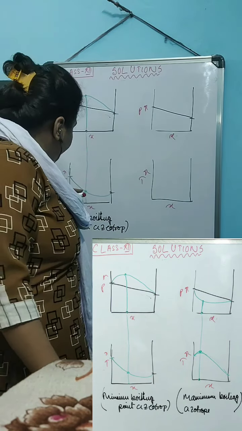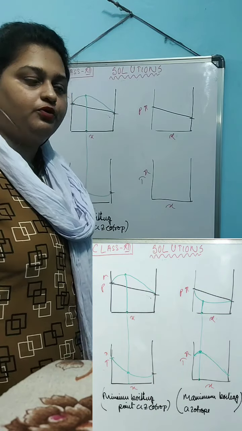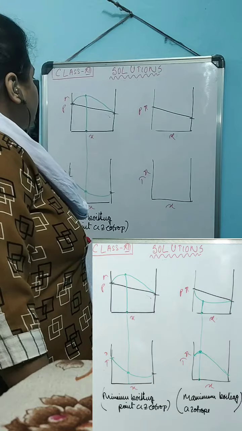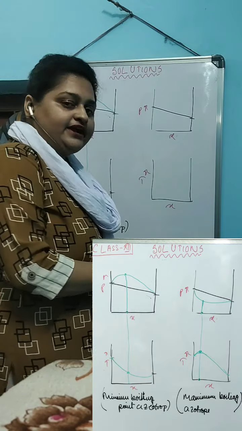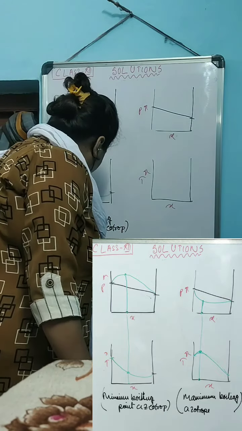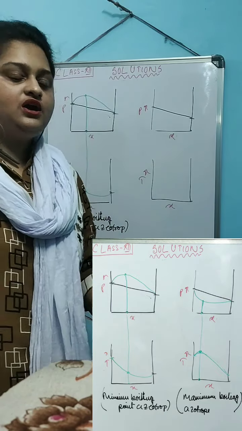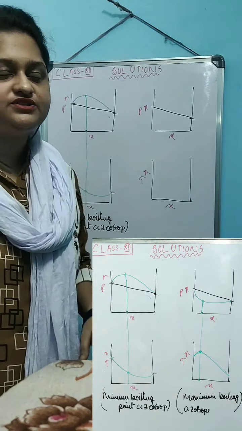Because you are getting the minimum temperature possible for the solution to boil when a solution shows a positive deviation. So a non-ideal solution, when it shows positive deviation, produces a minimum boiling azeotropic mixture. The boiling point is minimum for those kinds of azeotropic mixtures.